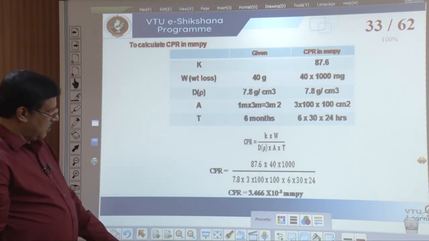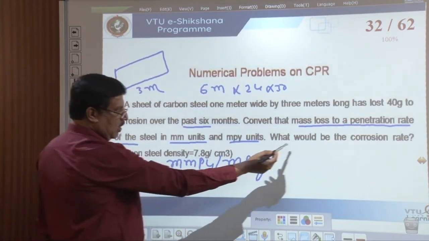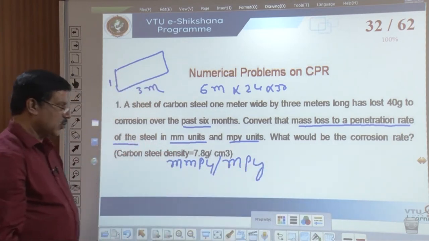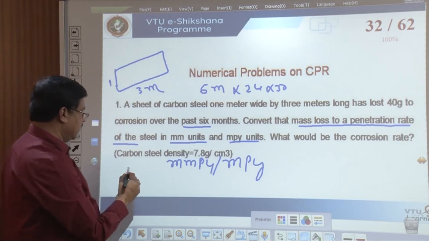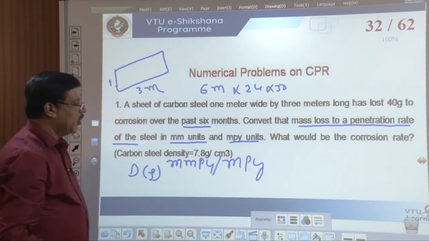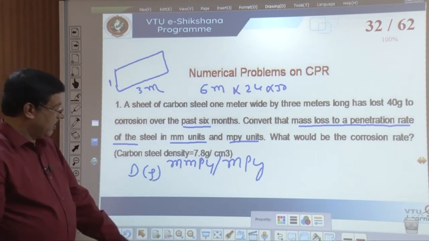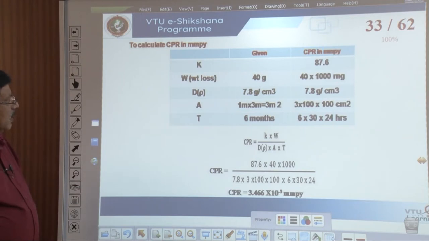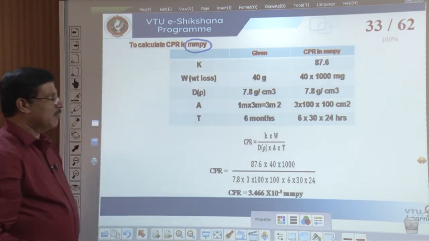Okay, so now we are going to solve the numerical problem. What would be the corrosion rate, or corrosion penetration rate? The density of carbon steel, rho, is 7.8 gram per centimeter cube. We are going to solve the numerical problem in terms of millimeter per year.